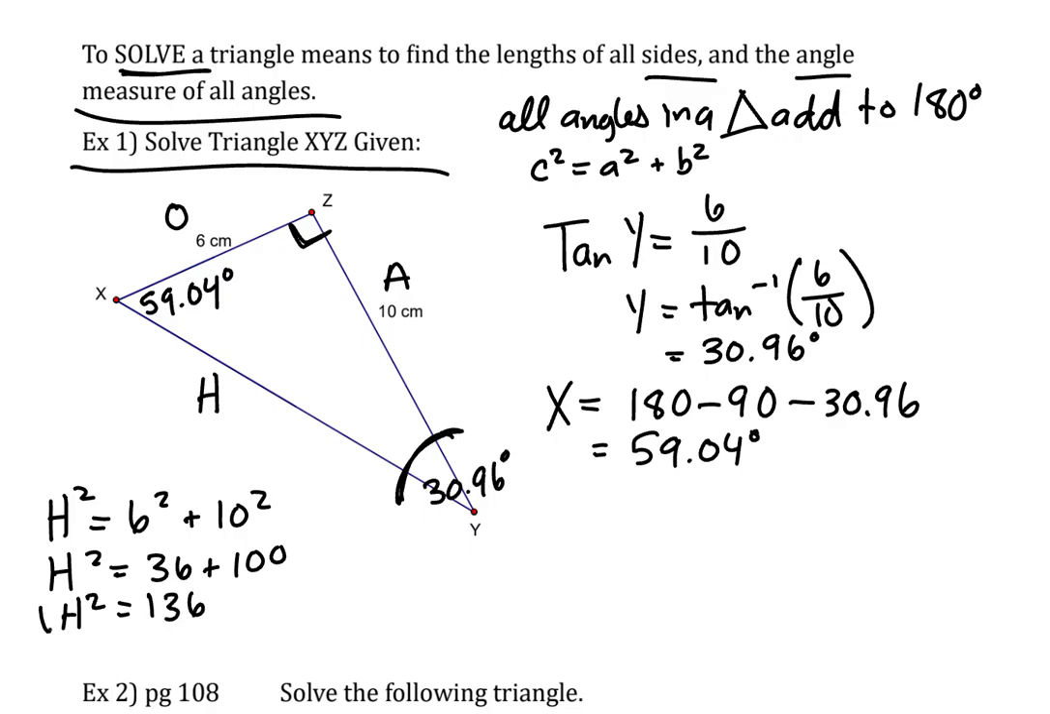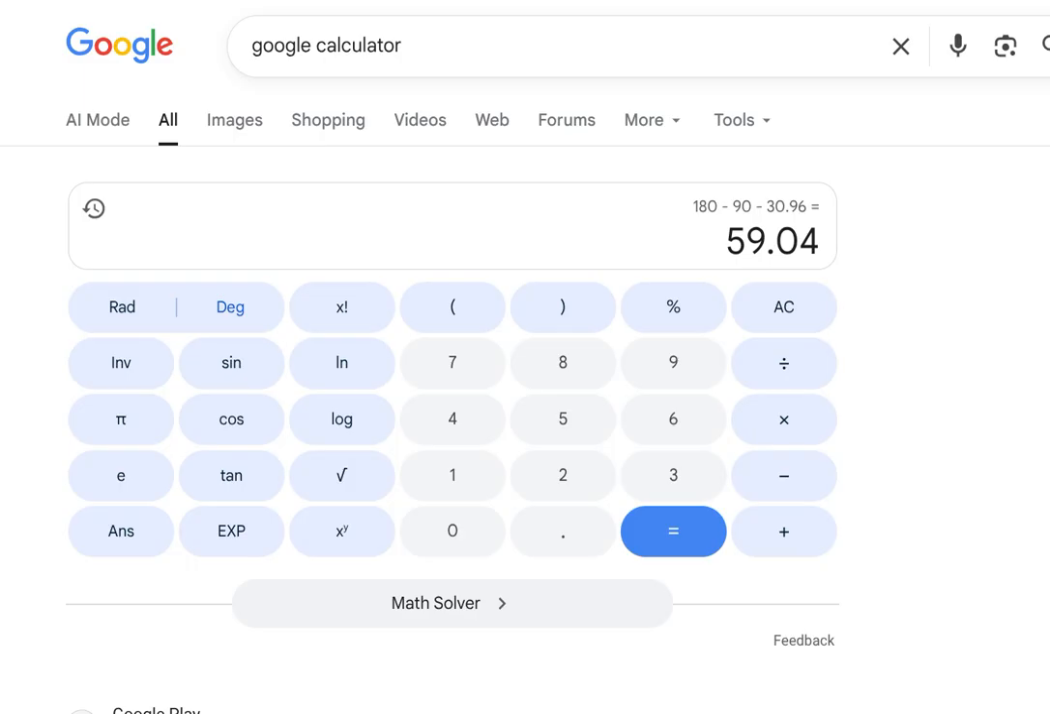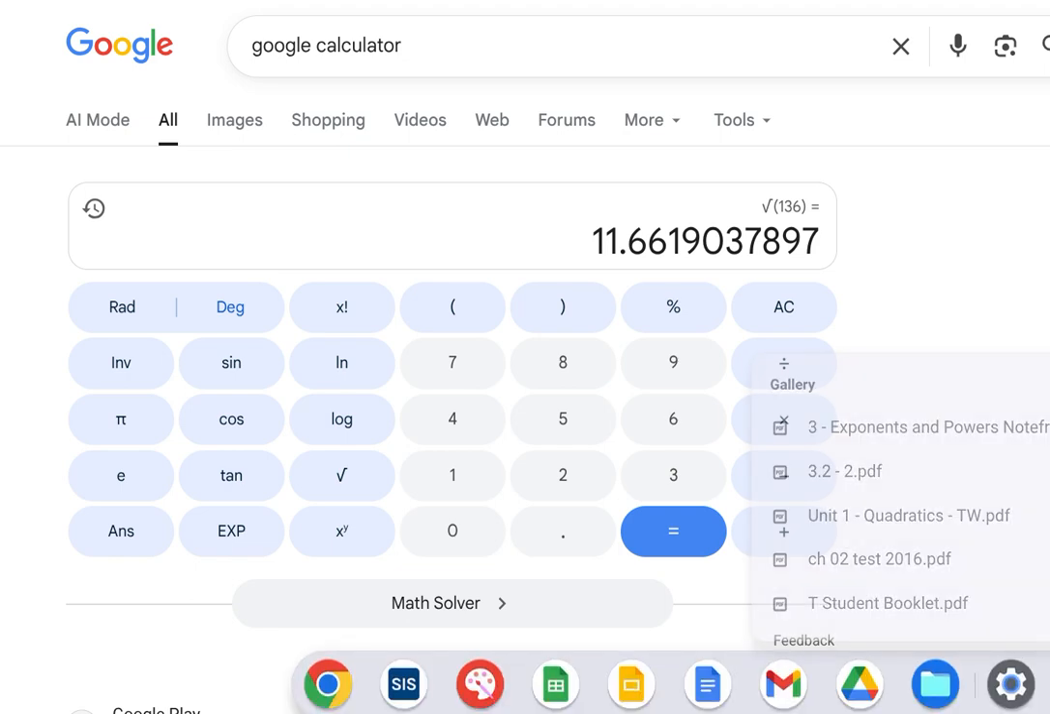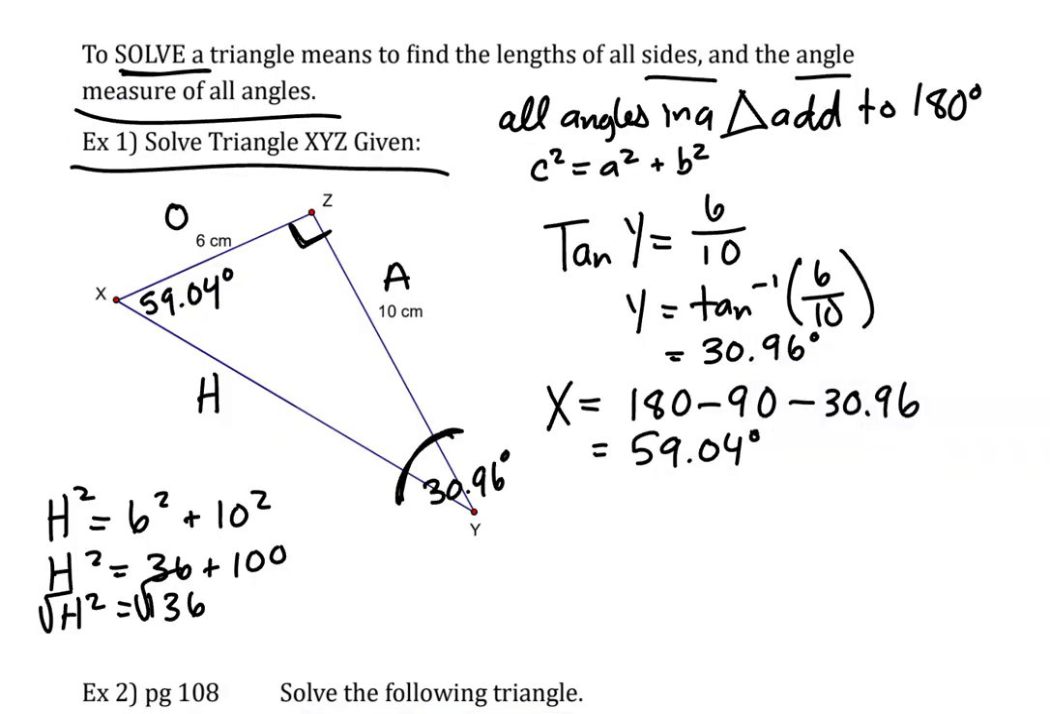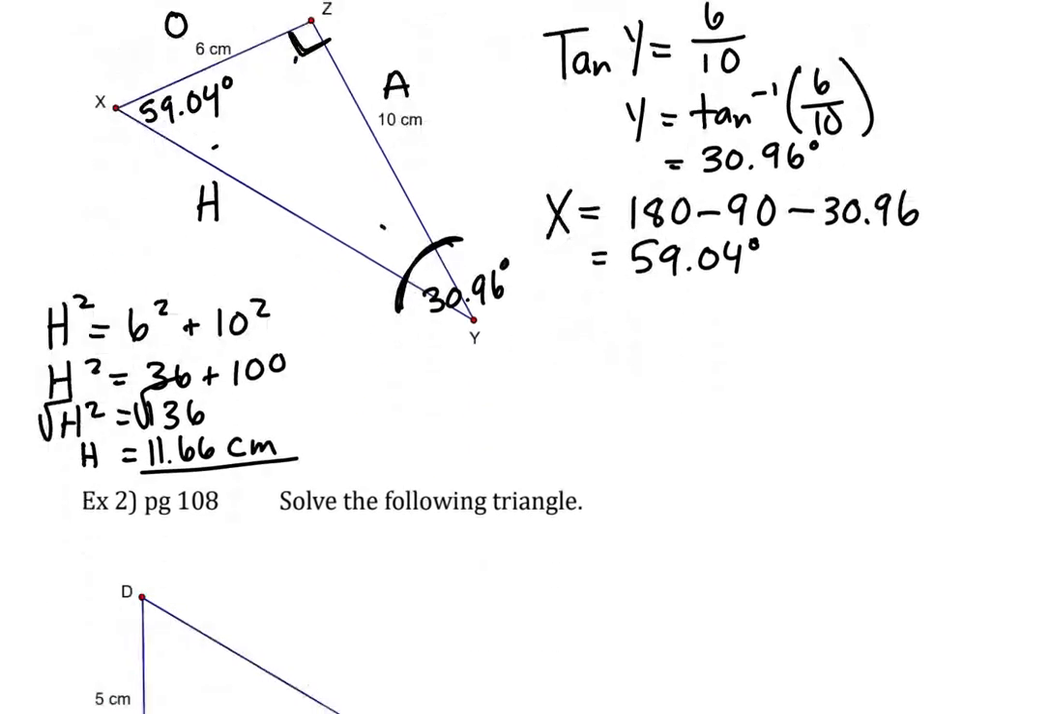We're going to take the square root of both sides. So we're going to find the square root of 136, and we get 11.66. 11.66, and we'll use the centimeters because that's what's been given. Awesome. So we have found all three angles and we have solved all three sides. That means that the triangle has been solved.